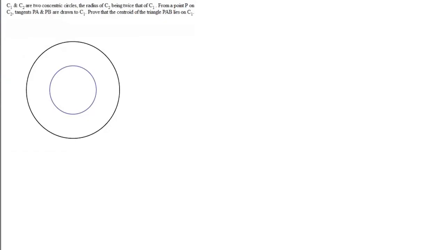Next question: there are two circles C1 and C2, and the radius of C2 is twice that of C1. From a point P on C2, tangents PA and PB are drawn to C1. So this is your C1 and that's your C2.